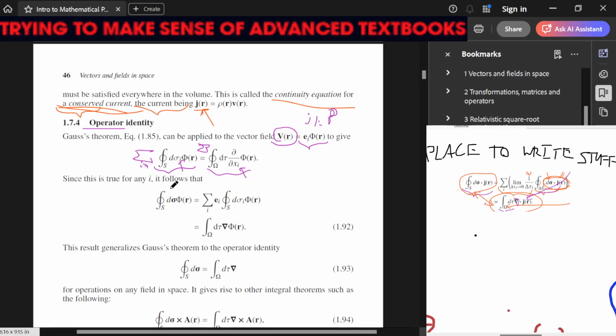Since this is true for any I, it follows that when we sum it up, EI blah blah, the normal thing equals EI balloon. Did anything change from here? We just, okay. It follows that this equals this, I agree. Equals this, I agree. Do I agree? I agree.